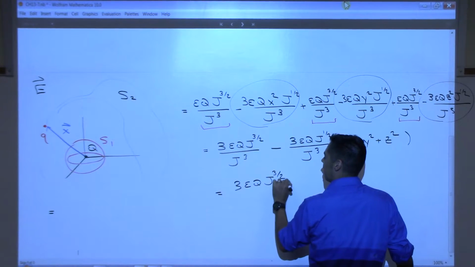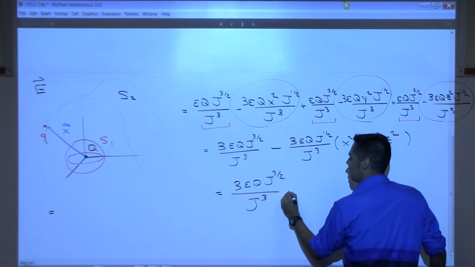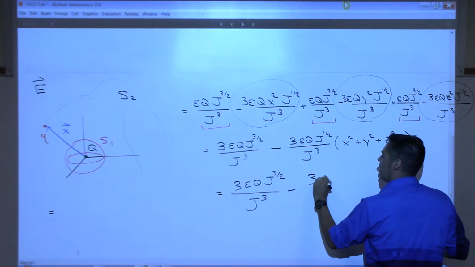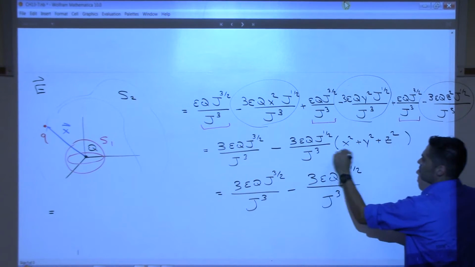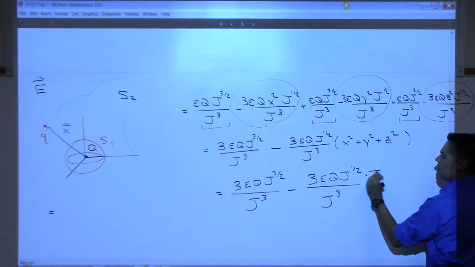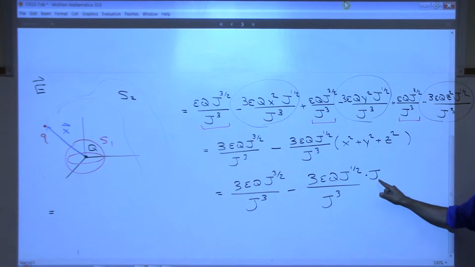3 junk to the 3/2 over junk cubed minus 3 epsilon q junk to the 1/2 over junk cubed. But this right here you said was just junk, right? And then junk to the 1/2 times junk, add the exponents, you get junk to the 3/2. And then they're identical. So div E is 0, which means that the left side of that equation I wrote earlier is 0. Okay. Not done yet.